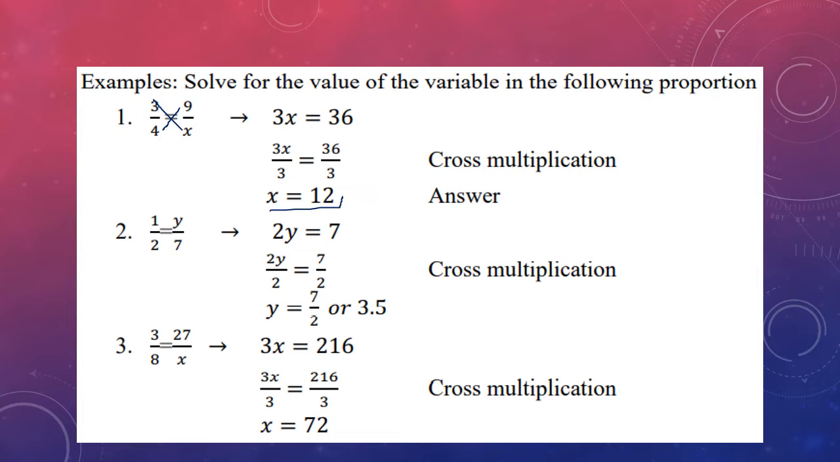Number 2 is 1/2 equals y over 7. Cross multiply again: 2y equals 7, then divide both sides by 2. We have the value of y, which is 7/2, or 7 over 2, or 3.5. Number 3 is 3/8 equals 27 over x. Cross multiply again, the same process as in number 1 and number 2. It becomes 3x equals 216. Then divide both sides by 3, and you have the value of x, which is 72.